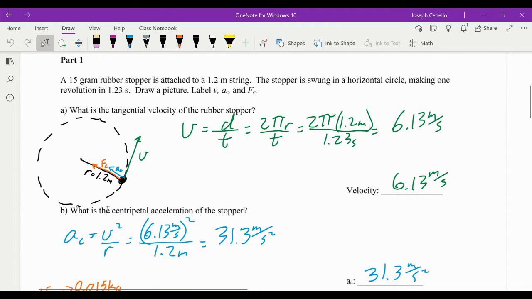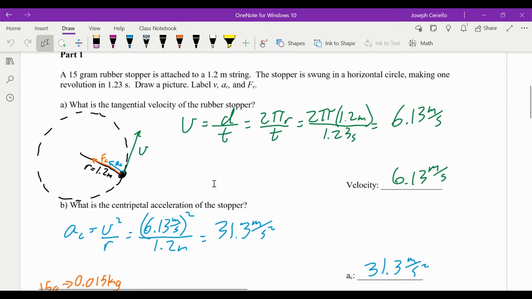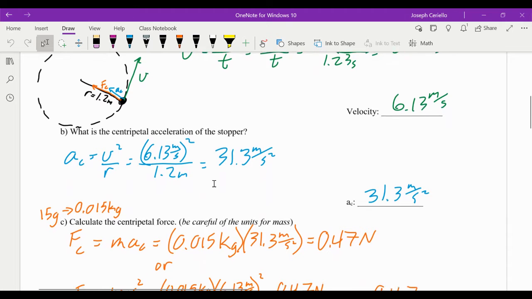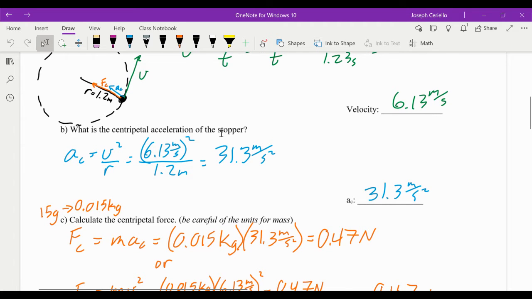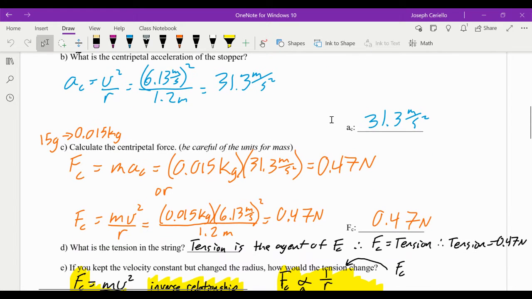Here's a little picture of what's going on. Tangential velocity points out tangent to the circle. Centripetal acceleration and centripetal force always point toward the middle of the circle. What is the centripetal acceleration of the stopper? v squared over r. 6.13 squared divided by 1.2. You get 31.3 meters per second squared.